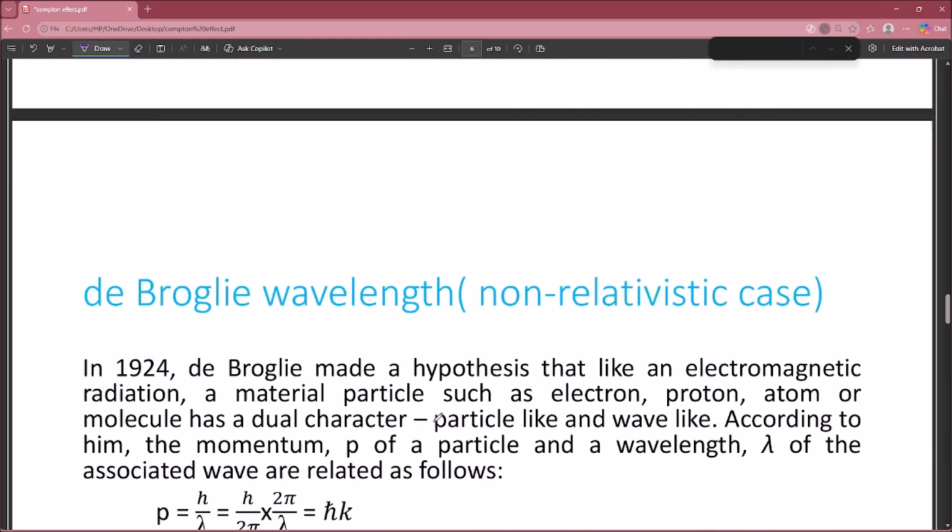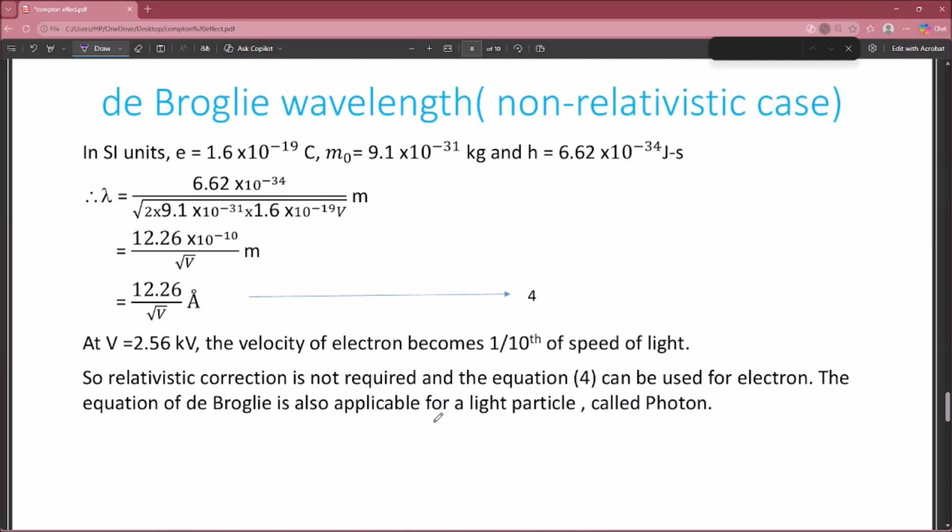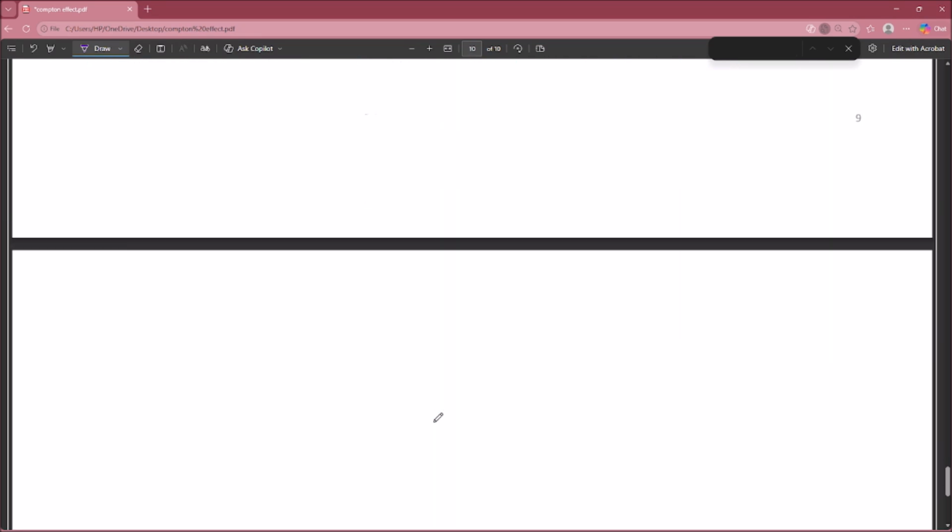Now next we will derive some de Broglie wavelength relations. In the last class we derived some of the relations of lambda with respect to its kinetic energy and the Boltzmann constant.